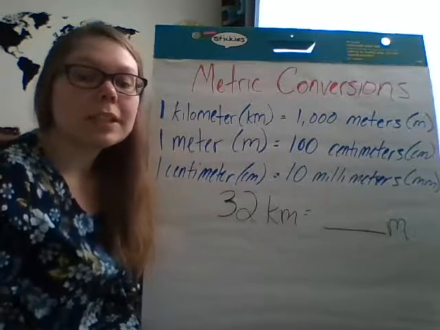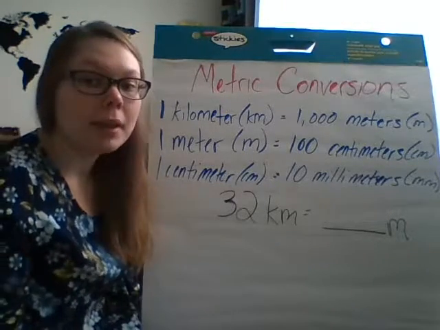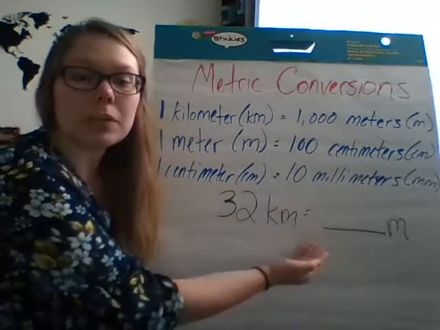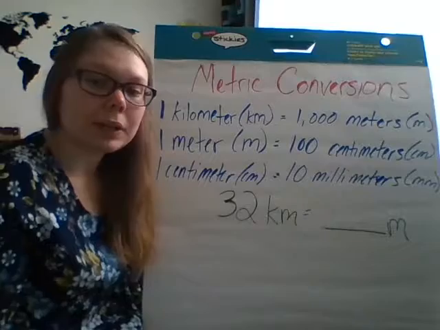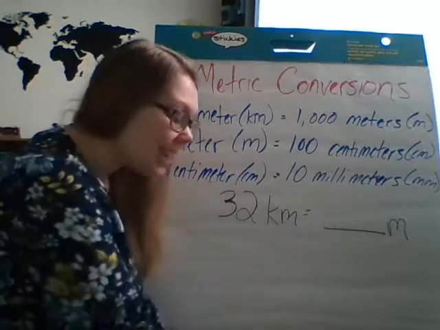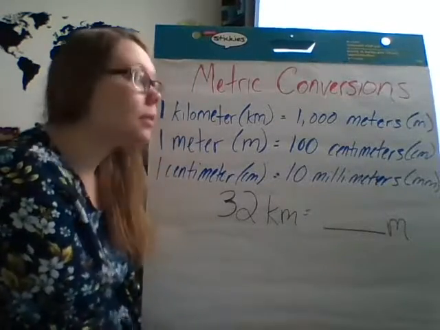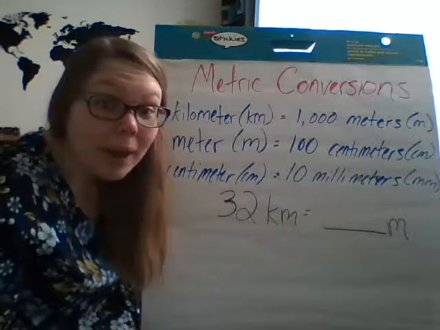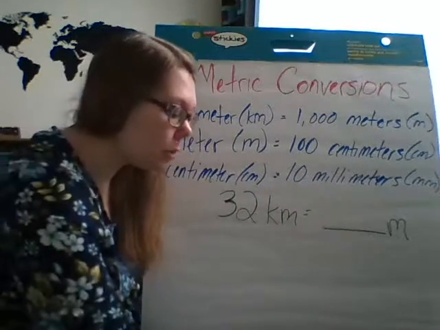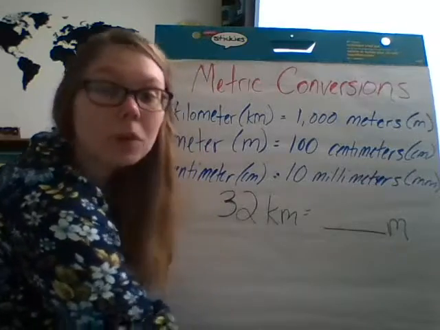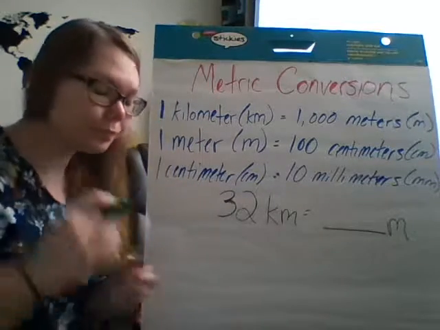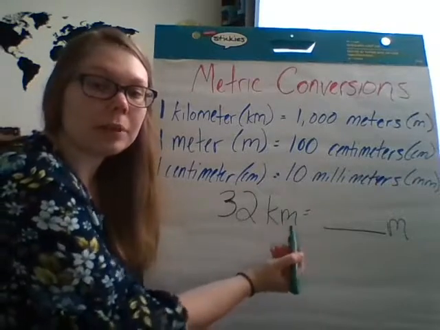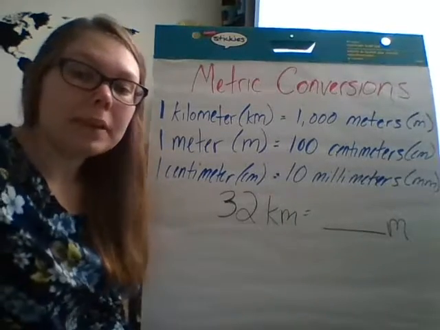So here's an example of the type of problem that you might see when doing metric conversions. 32 kilometers equals blank meters. So the secret to metric conversions is knowing this equation, and then you don't have to do math. We have to do something called decimal magic.